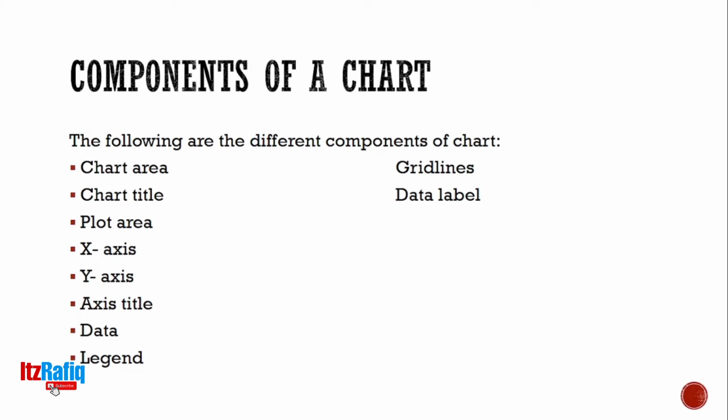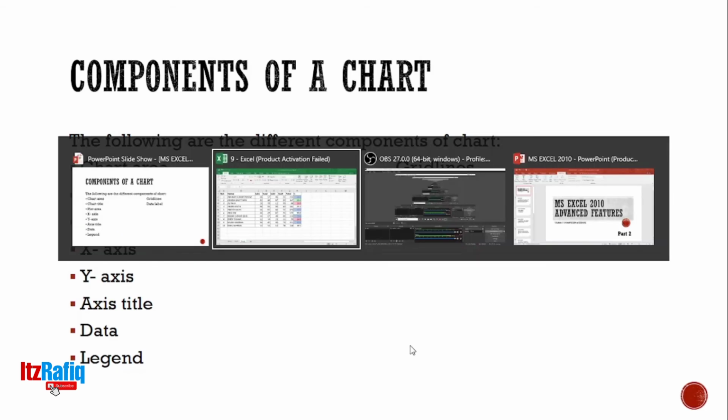Data, the entries used to plot the chart. And legend, the unique color assigned to the data to make it easily understandable. Now let's have an example of a chart.